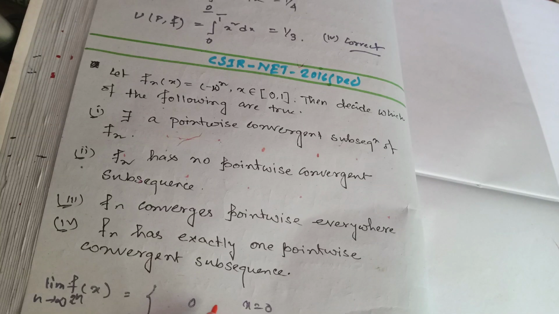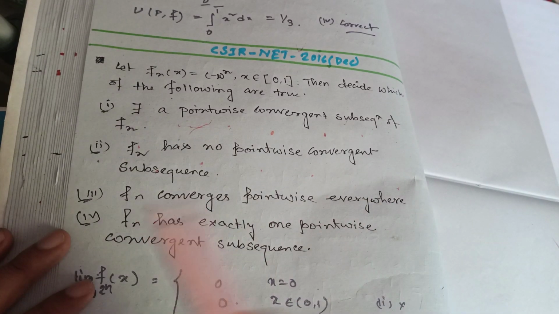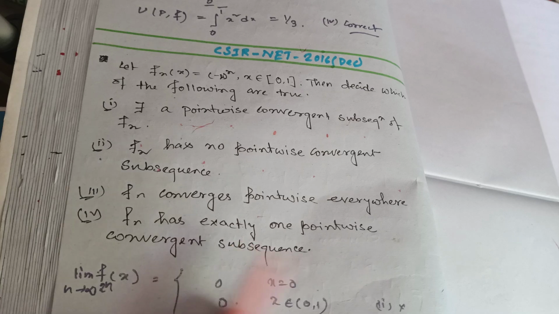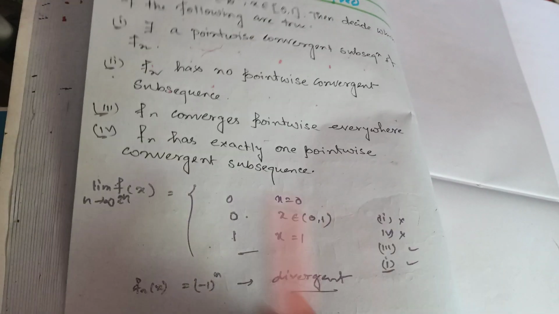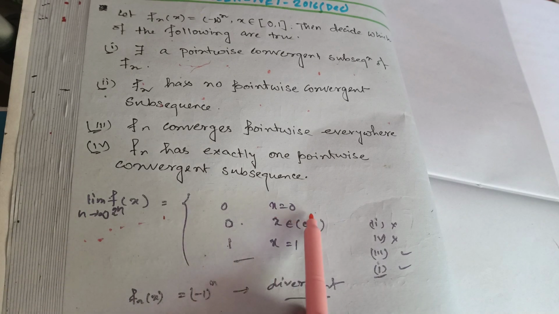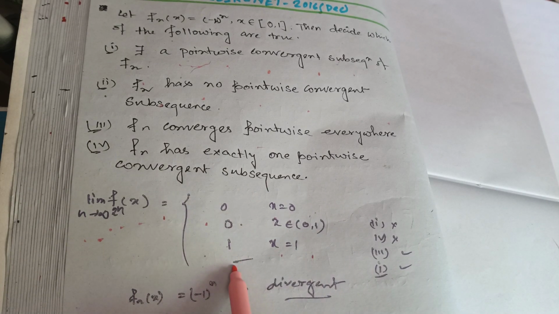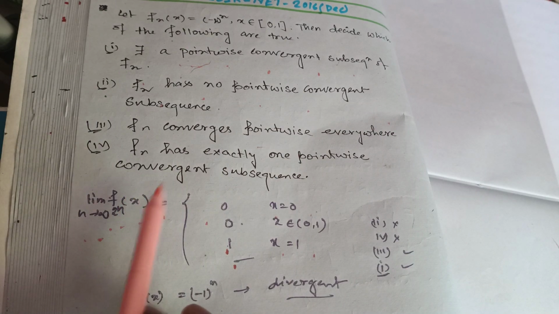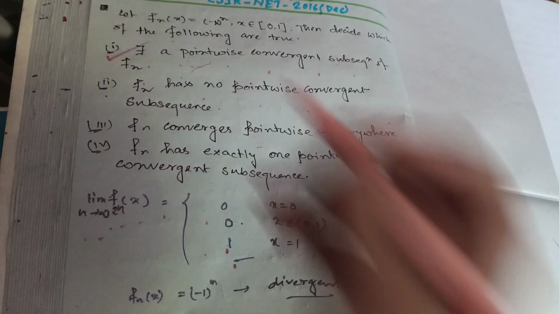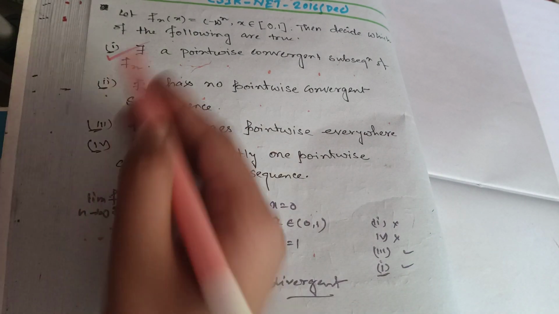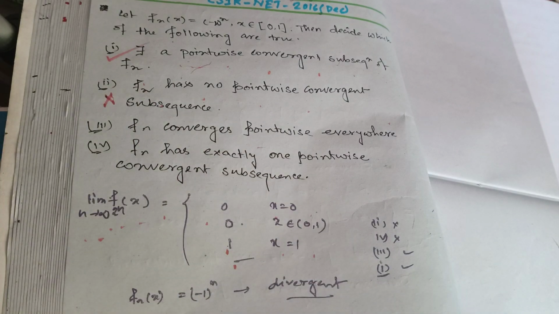Okay, so here consider the subsequence case. Consider the subsequences f₂ₙ and f₂ₙ₊₁. For the 2n type, the limit as n tends to infinity of f₂ₙ(x) is 0 at x = 0 and 1 at x = 1. So a pointwise convergent subsequence exists. So the first option is correct. The second says there is no pointwise convergent subsequence, so obviously, since the first is correct, the second is incorrect.